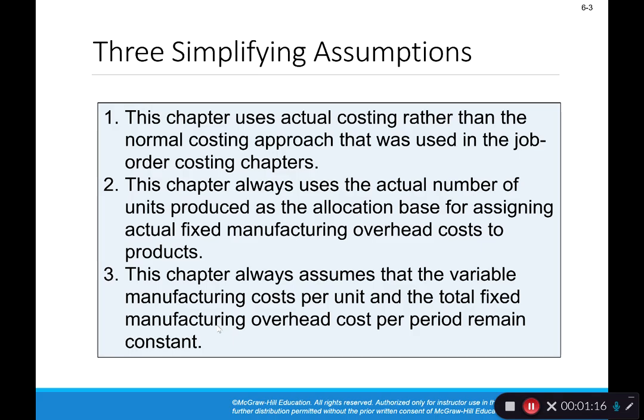And then we also always assume that variable manufacturing cost per unit and total manufacturing overhead cost for the period remain constant, which is a common assumption that we make for any type of cost behavior. We always assume that they'll behave the way that they're intended to behave. That is, variable cost per unit stays the same, total fixed cost will also stay the same, whereas variable cost in total changes and the fixed cost per unit also changes.